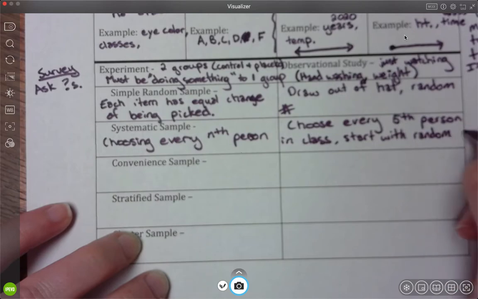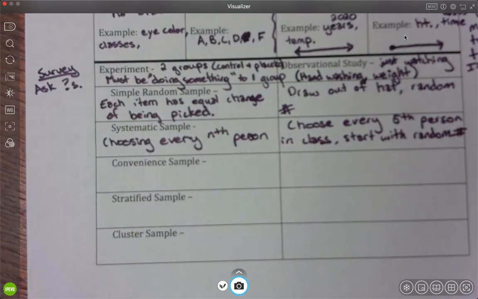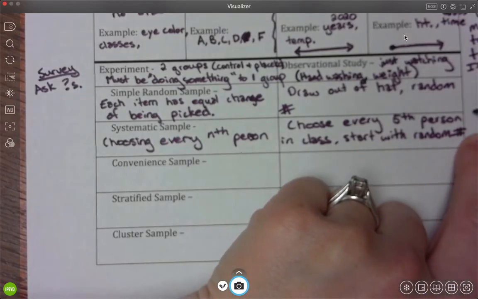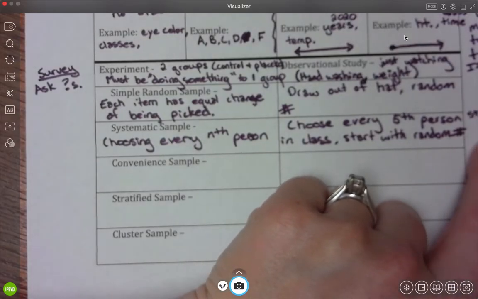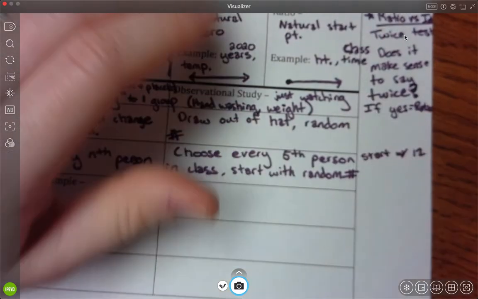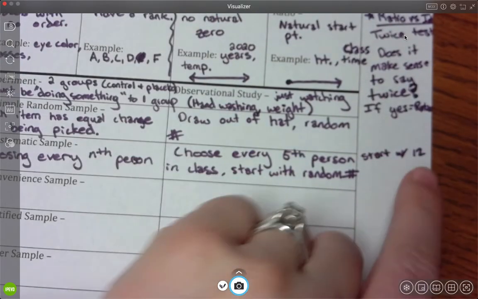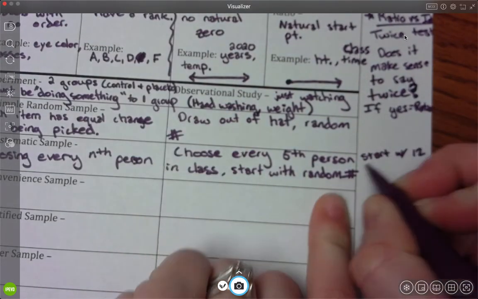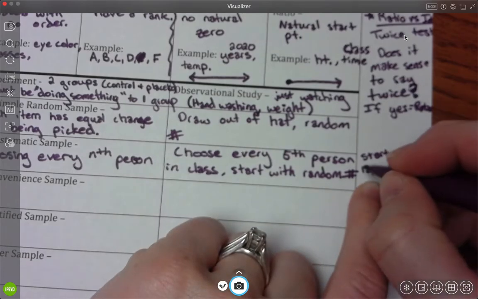So there are, I think, 33 students in the senior class. So I would start with a random number, and let's say I pull out the number 12. So I'm going to start with the 12th person. Okay, and then after I do that, I'm going to go every fifth person after that. So I would go 12.